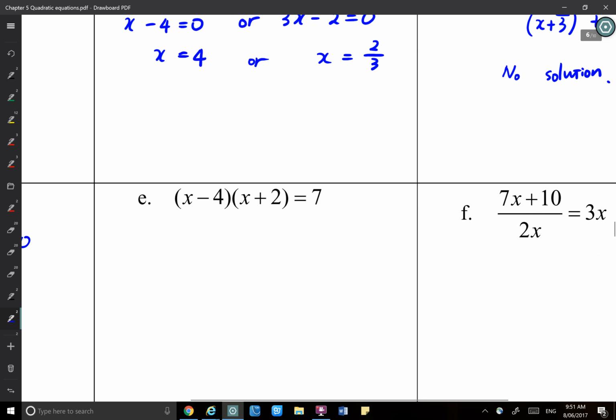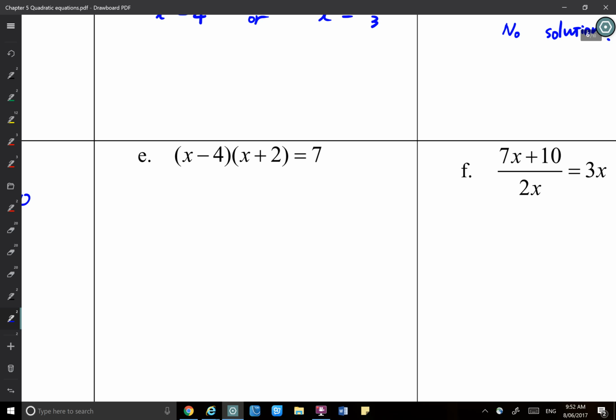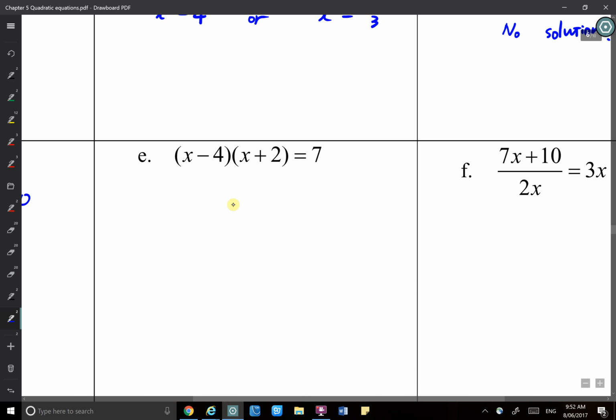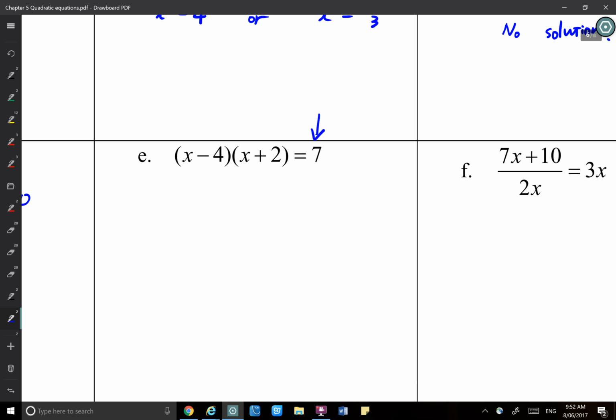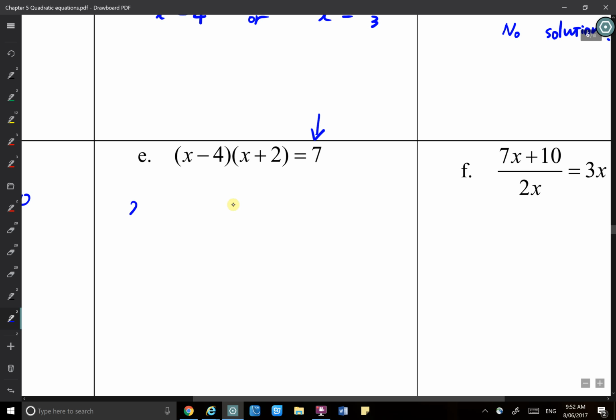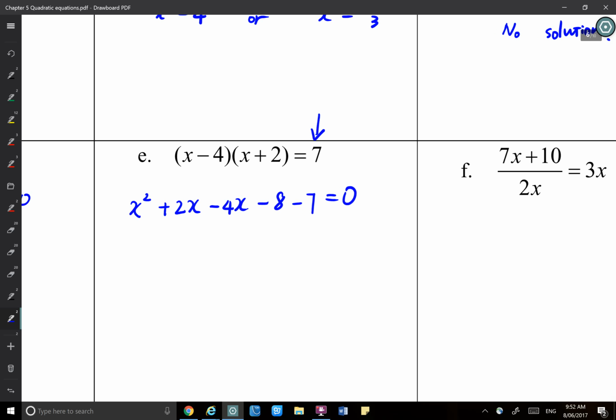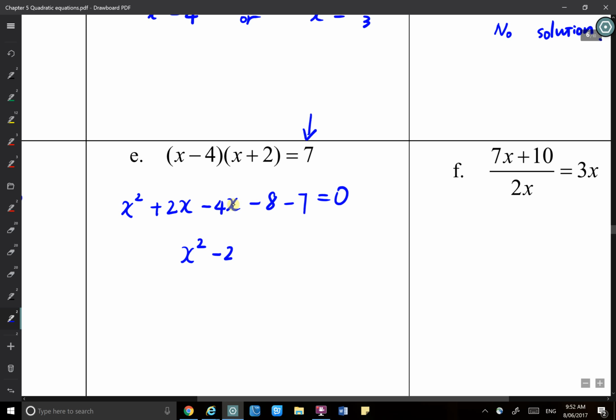Have a look at question E. That is not 0. Even though the front is already in the factorized form, that is not a 0. I can't solve for it, so I need to expand that. I'll have x squared plus 2x minus 4x minus 8, and at the same time I want to move the 7 to that side. It's minus 7 here. So x squared minus 2x minus 15 equals 0.